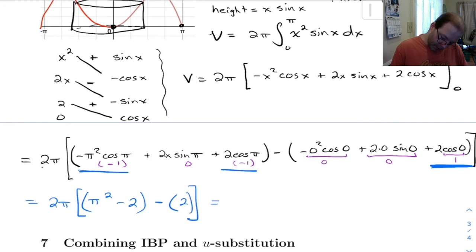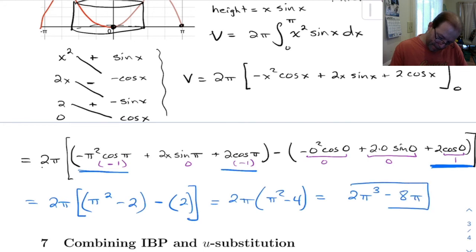So it looks like we get 2 pi times pi squared minus 4. And I'll distribute that. We get 2 pi cubed minus 8 pi. And that's our volume.